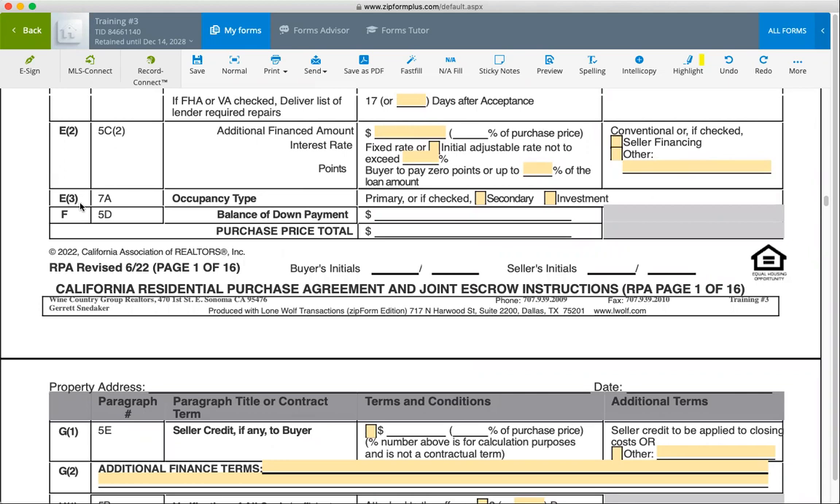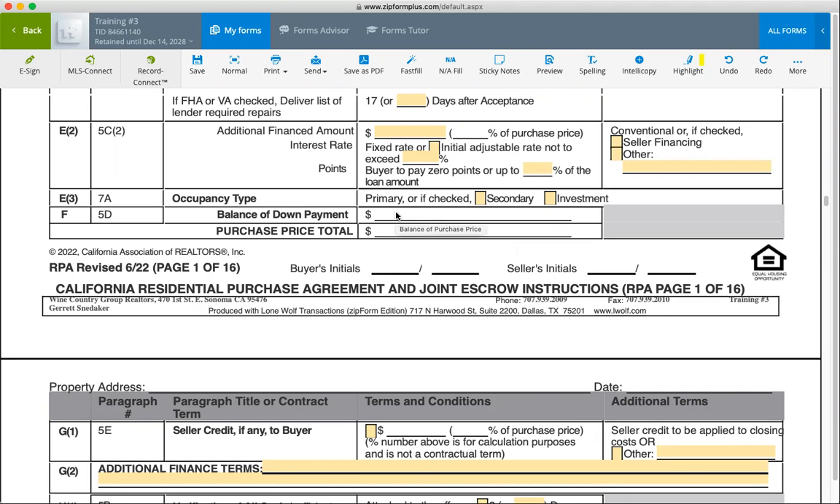Under 3E3, the occupancy type, the default is its primary residence. Other selections are secondary or investment properties. And this is important from a lender's point of view. A lender is going to give you a different rate and qualifications for a primary home versus a secondary home or investment property. And then finally, to complete the math, there's the balance down payment here.